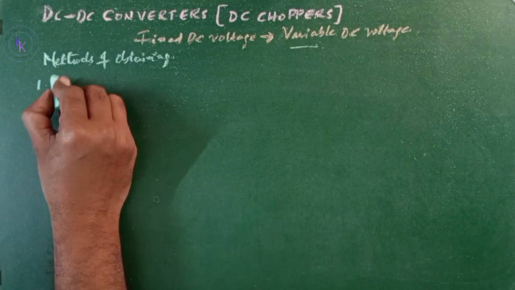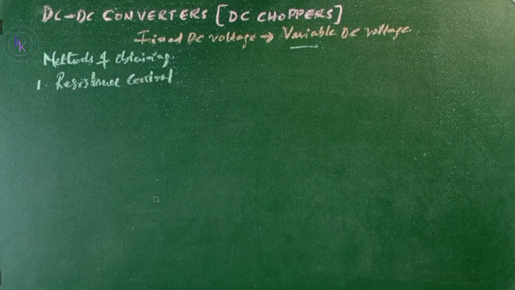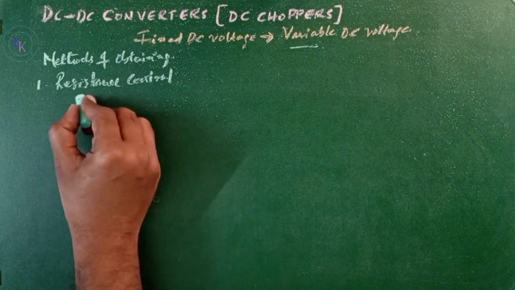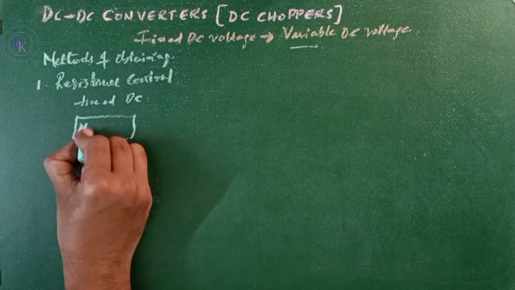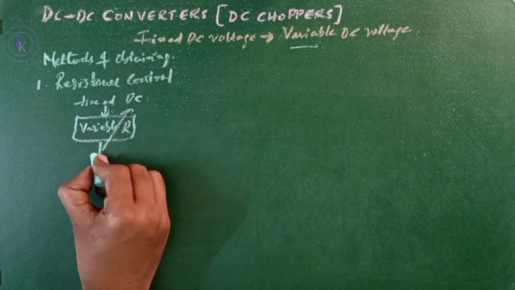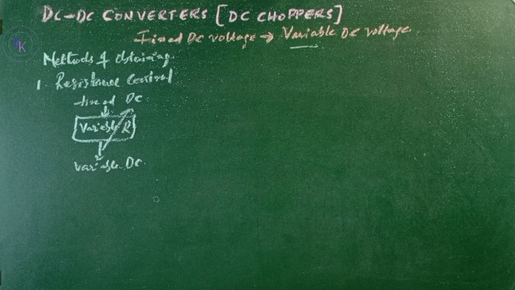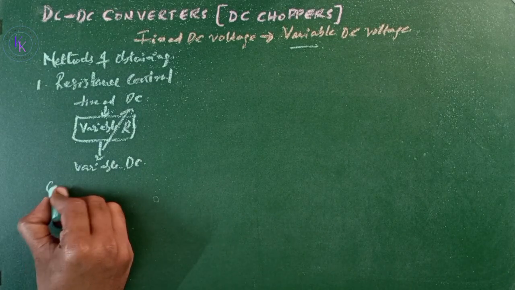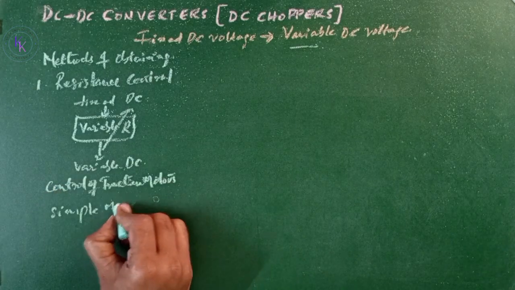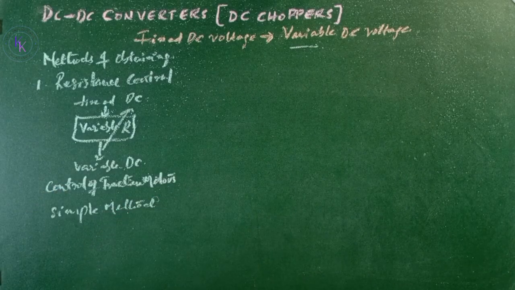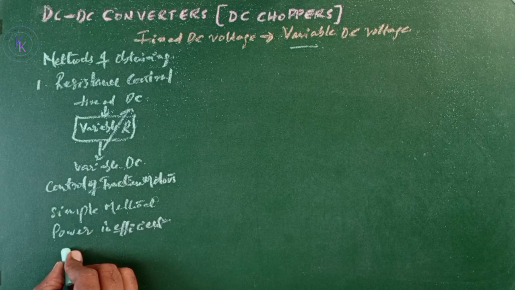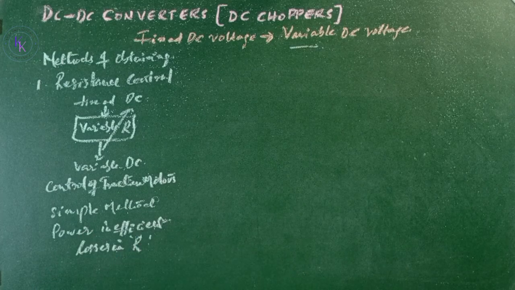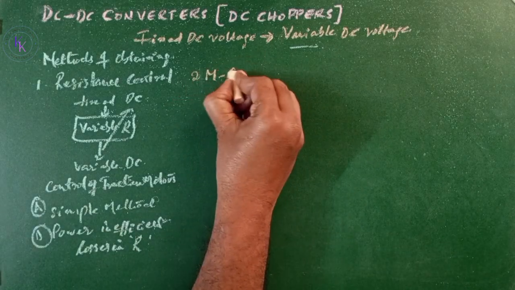First one, resistance control. It uses a variable resistance between the fixed DC source and the load to get variable DC or desired DC. This method is used in control of traction motors. Simple method. The disadvantage is that it is power inefficient due to losses in the resistor. Advantage and disadvantage.